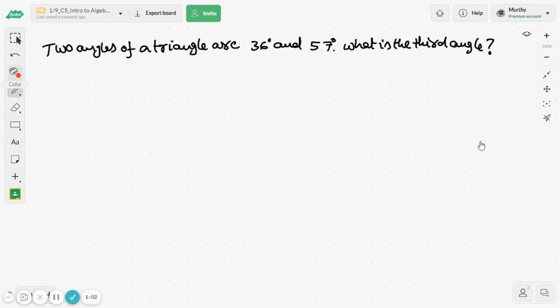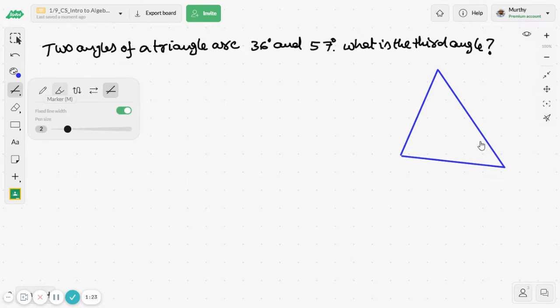Okay, let's take this triangle. First of all, here there is no diagram, so let me draw a freehand sketch. This is not to the scale. I don't know what the exact measurements are. Just roughly, I'm drawing a freehand sketch.